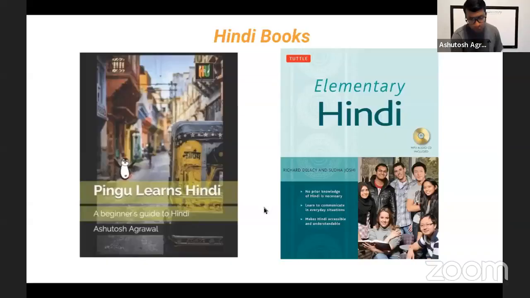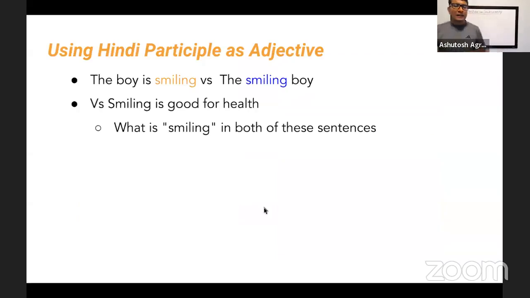So now we'll go back to the class, and as I was talking to you in the last 2 classes, if you remember, we spoke about Hindi participles and how some of the grammatical concepts, even though they may originally be verbs, can be used as different parts of speech, such as adjectives and adverbs.